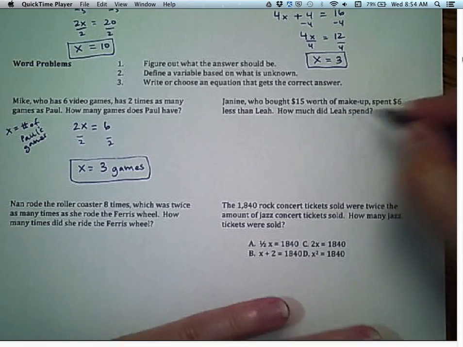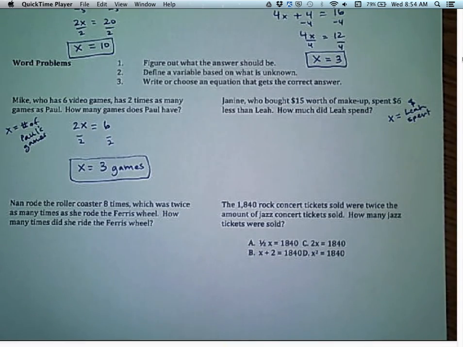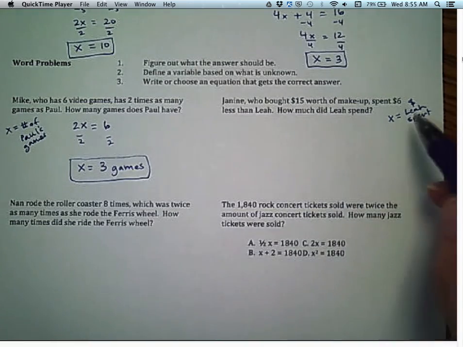All right, so let's set up x. X equals how much Leah spent, and we'll put a dollar sign. It's how much money Leah spent. Okay, so let's think about this. An equation that's going to make us get to x being 21.